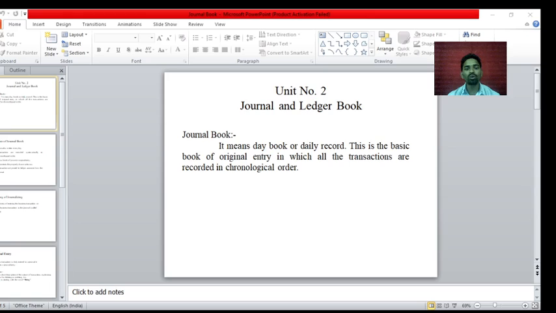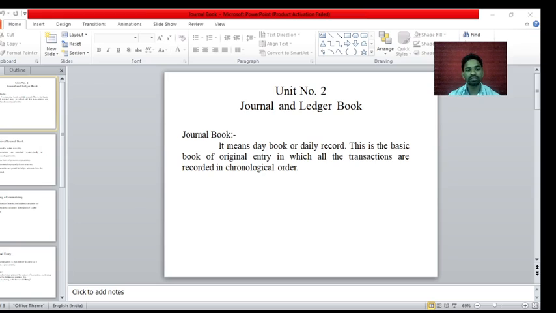Whatever transactions take place date wise in the business, they are recorded immediately in the journal book, so it is the original book. All the transactions are recorded in chronological order. Chronological order means whatever transactions take place, they are recorded date wise in a systematic way in the journal book.